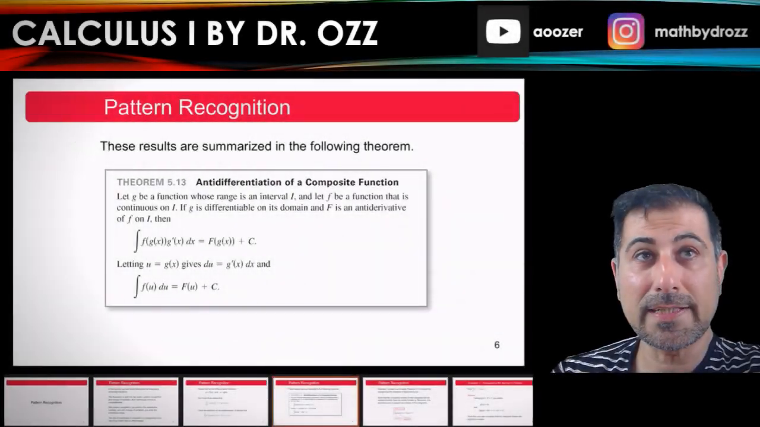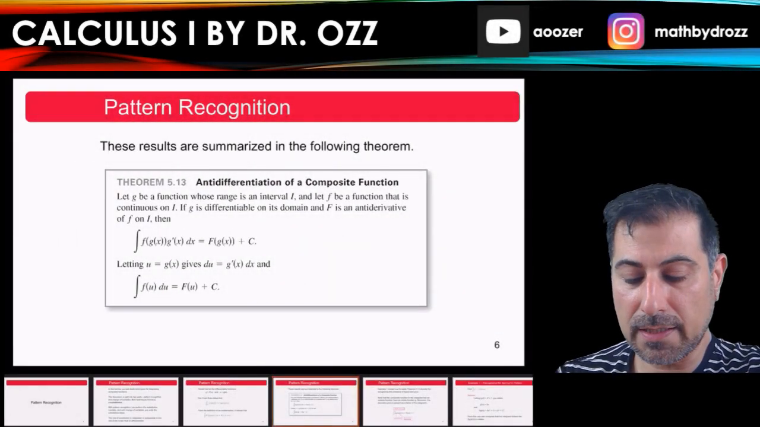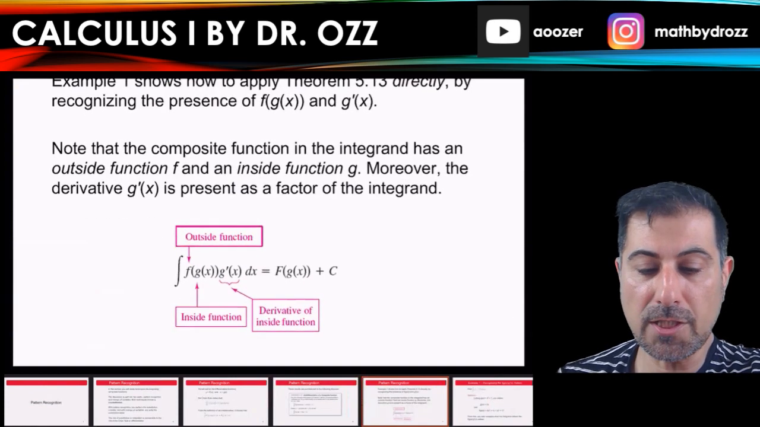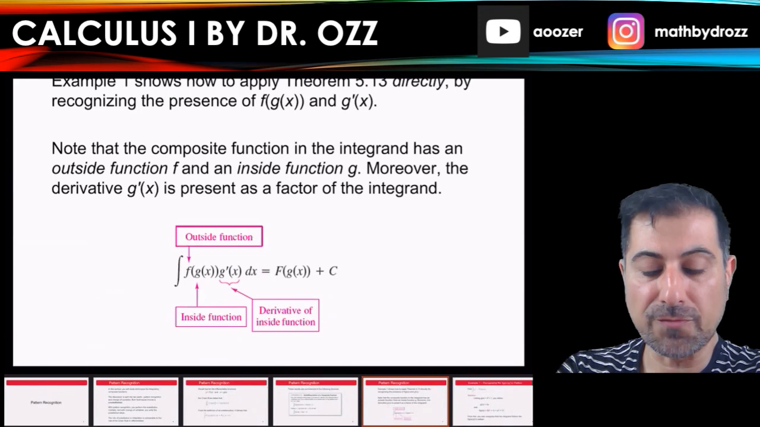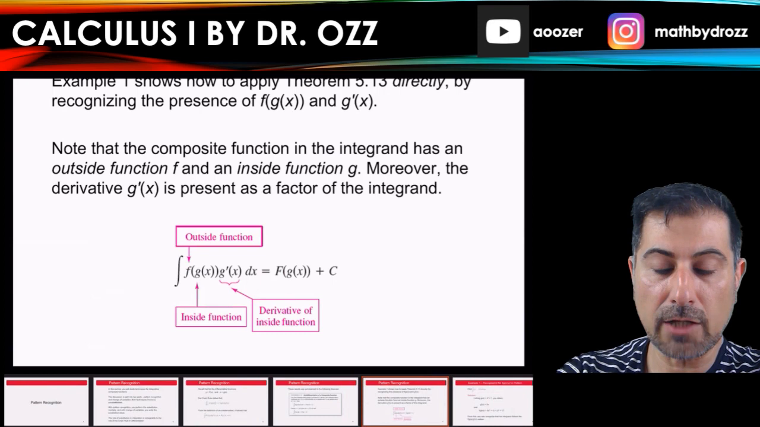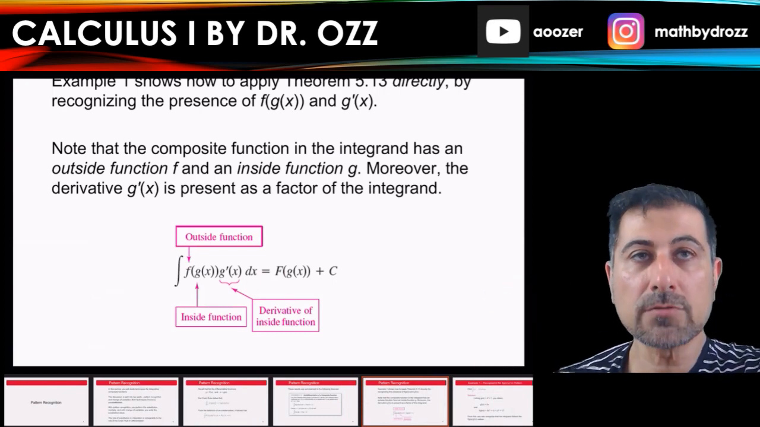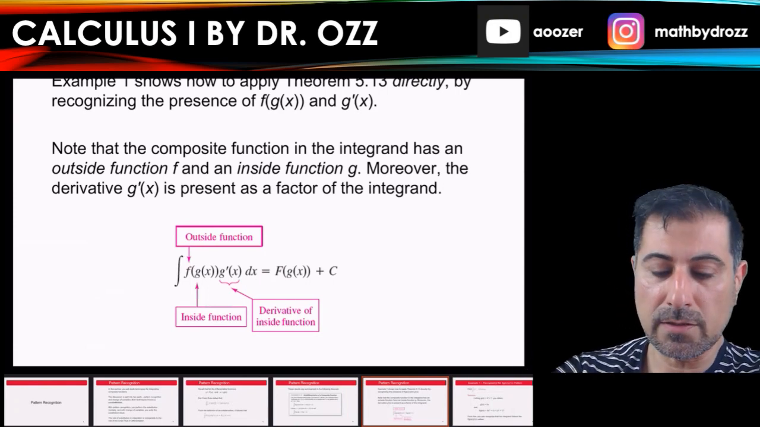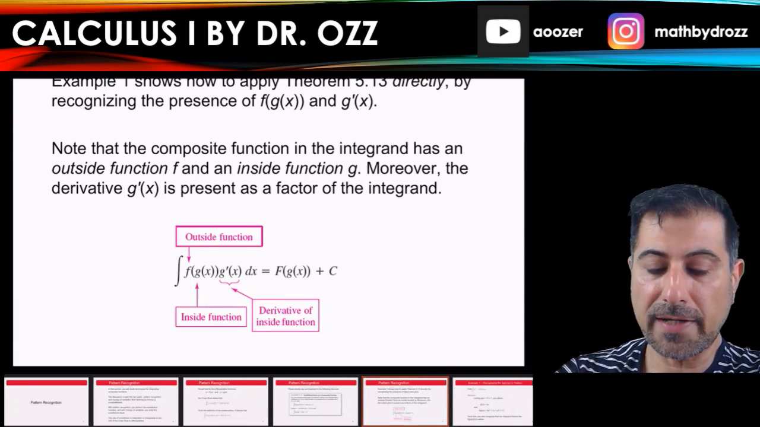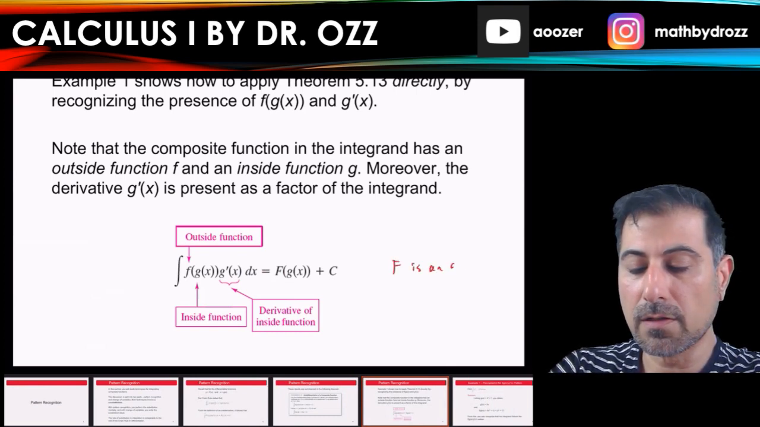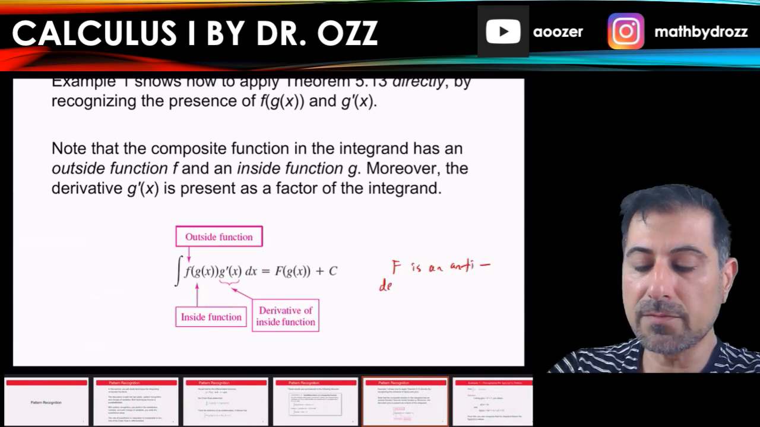All right, this slide talks about the anti-differentiation of a composite function, but for the pattern recognition, we should probably focus more on this equation here. So we have f of g of x multiplying g prime of x, integrated. You have the inner function and an outer function, or inside function and outside function. When you take the integral of that, this is equal to capital F of g of x. And who is capital F again? F is an antiderivative of little f.